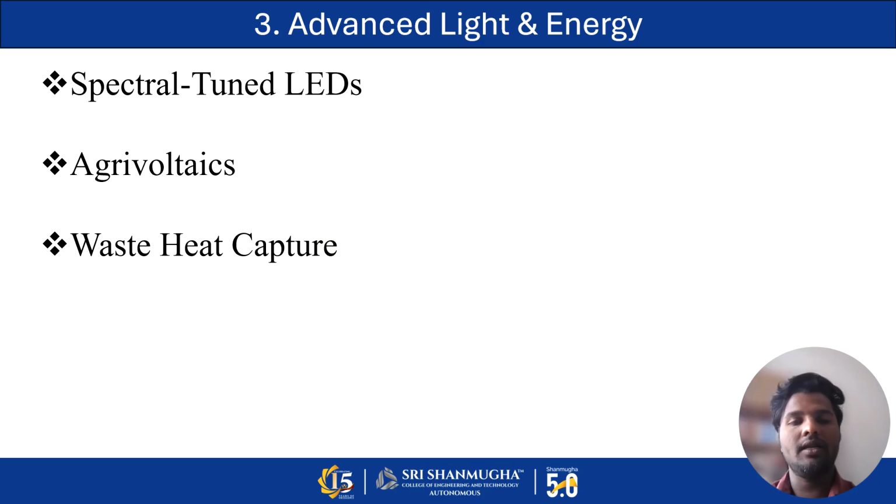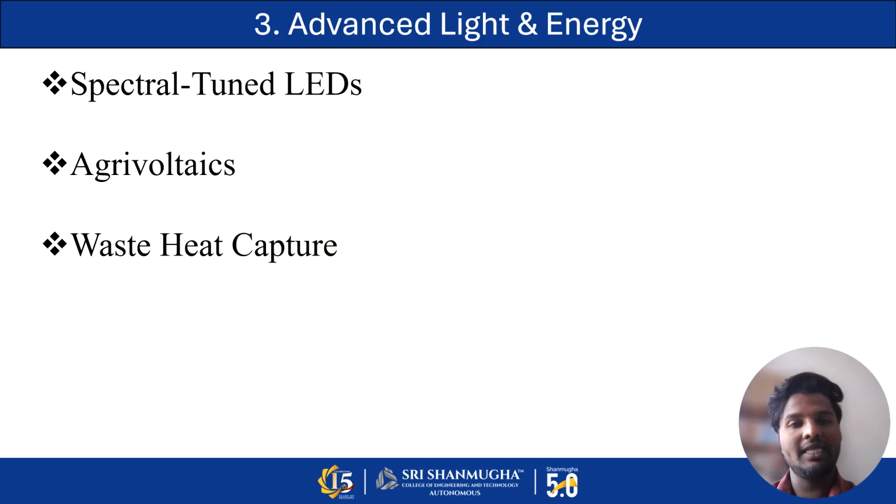The third technological domain is advanced light and energy. Light is a very important parameter for plant growth. Here we are using artificial lights like LED. Energy is the largest cost in urban farming, because these technologies aim to make photon delivery and temperature control hyper efficient.